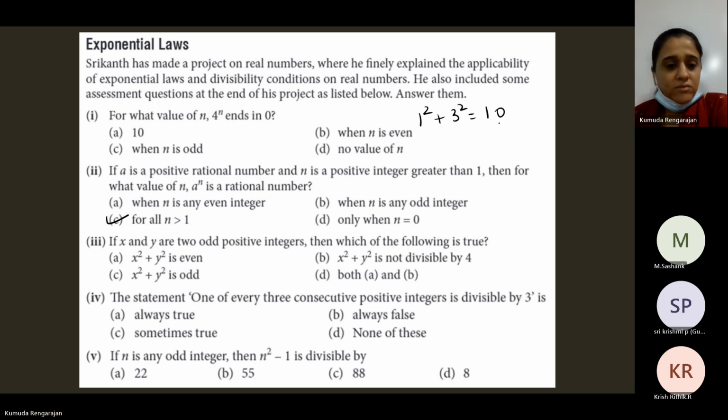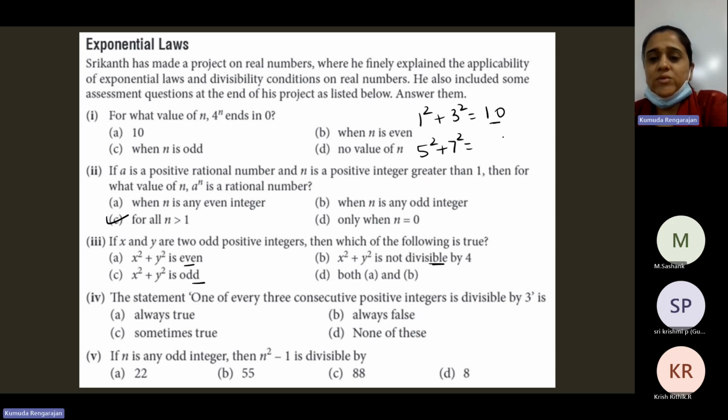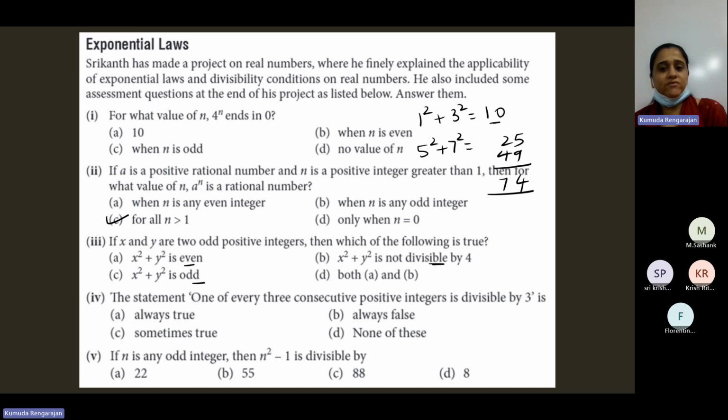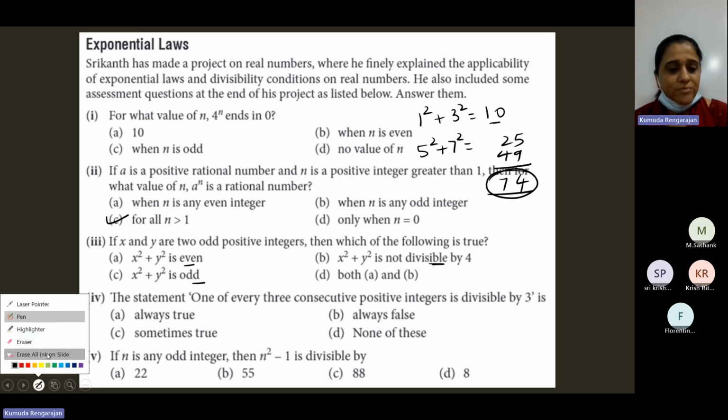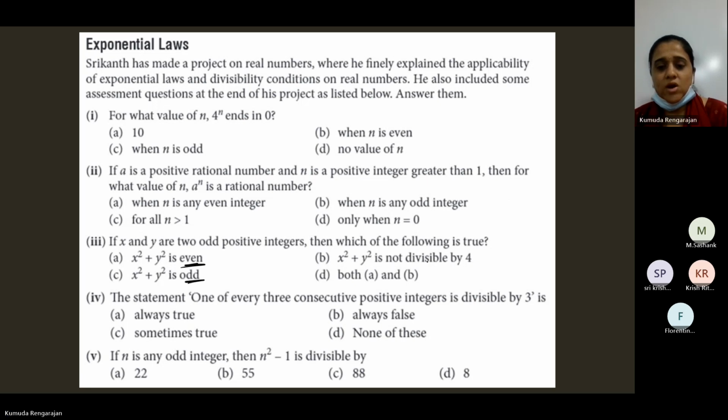What is 10? What are the options here? It's even, odd, not divisible by 4. Okay, so it is even, but it's not divisible by 4. Take another example, 5 square plus 7 square. 5 square is 25 and 49. So 14, 1 carried over, 74. 74 is even, but it's not divisible by 4. It's not odd, it's even only. Based on the options we are talking about, even, odd, not divisible by 4.